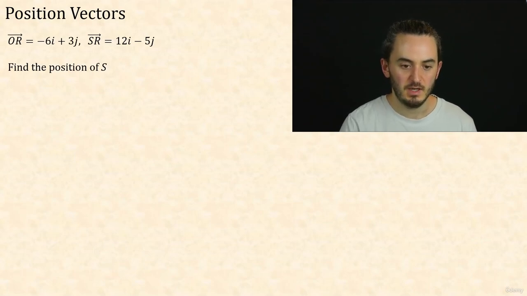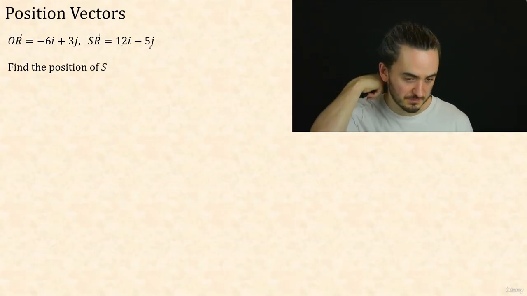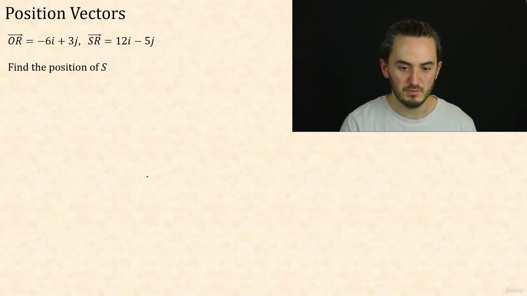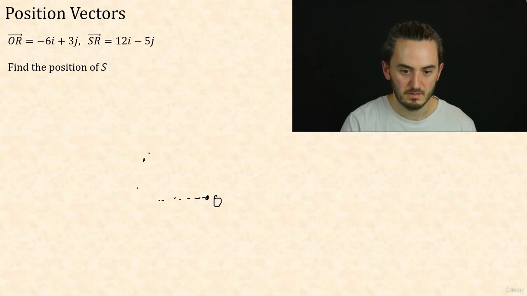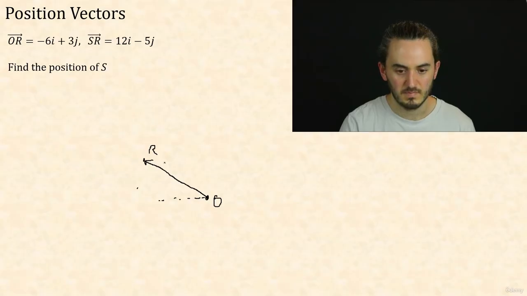Okay, next. OR is negative 6i plus 3j, and SR is 12i minus 5j. Find the position vector of S. Okay, again, draw it out, always useful to do this. So O to R, let's say that O is here. O to R, so 6 back and 3 up. So if I go 6 back and 3 up, I'll get to somewhere like here. So that can be R. And so that is negative 6, 3.